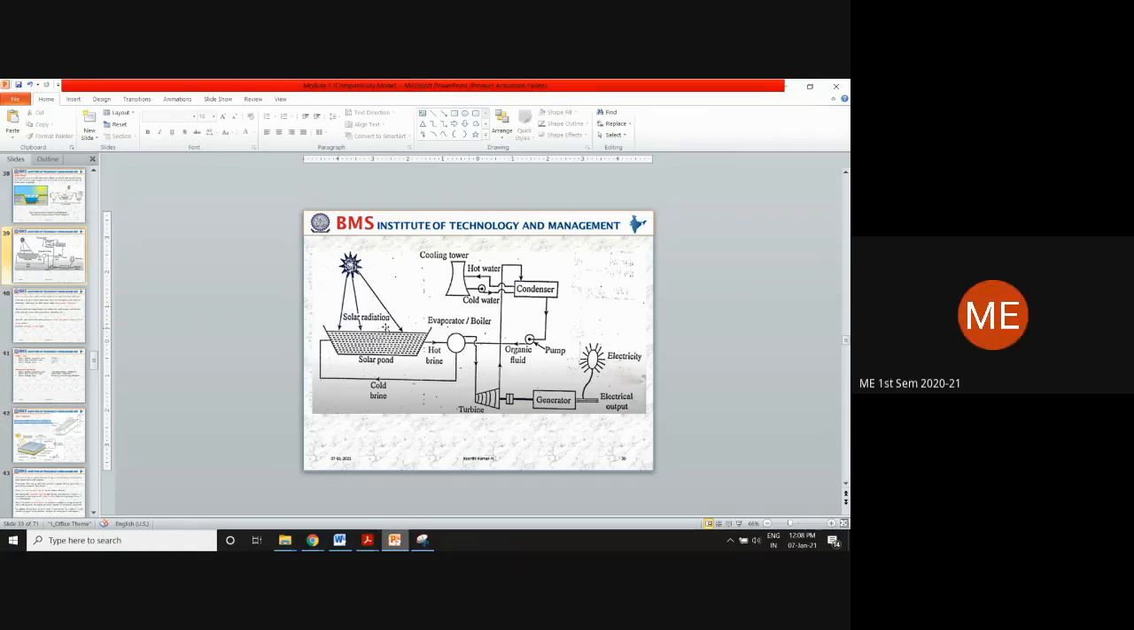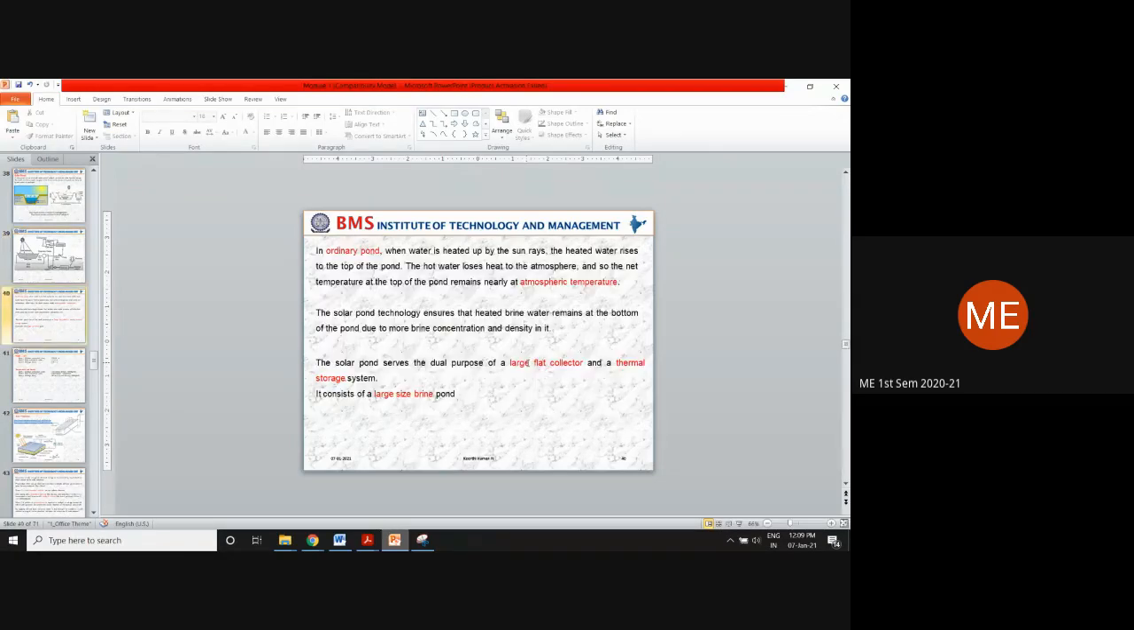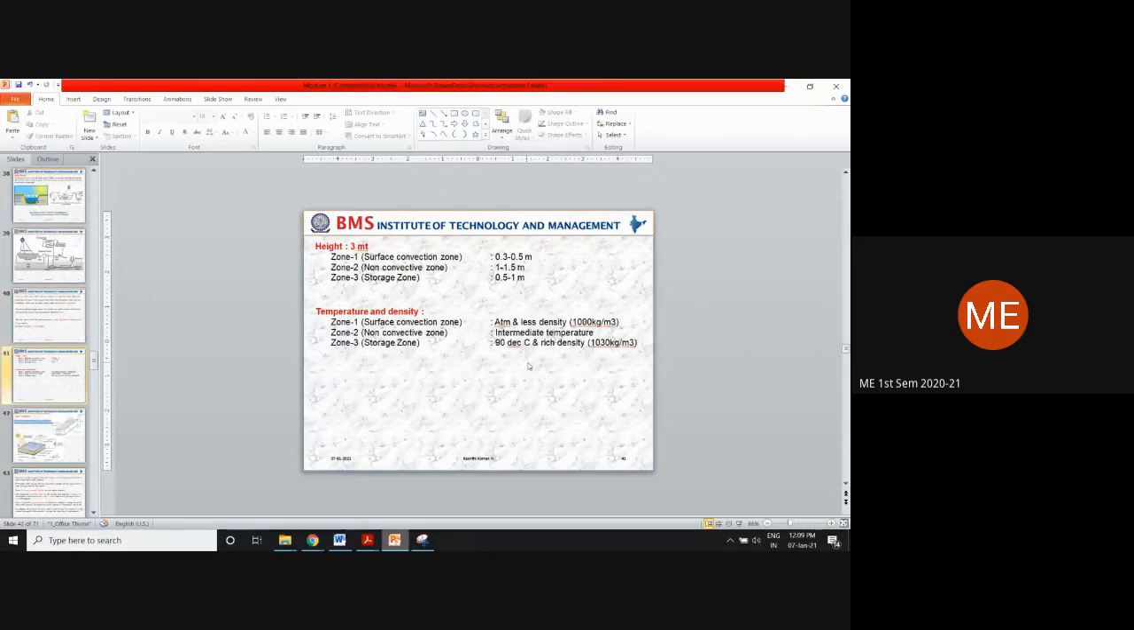Okay, this is our working of the solar pond. You should mention that point: the fluid which is ejecting on the turbine is the organic fluid having a lower boiling point. And these are all the technical points you should mention.